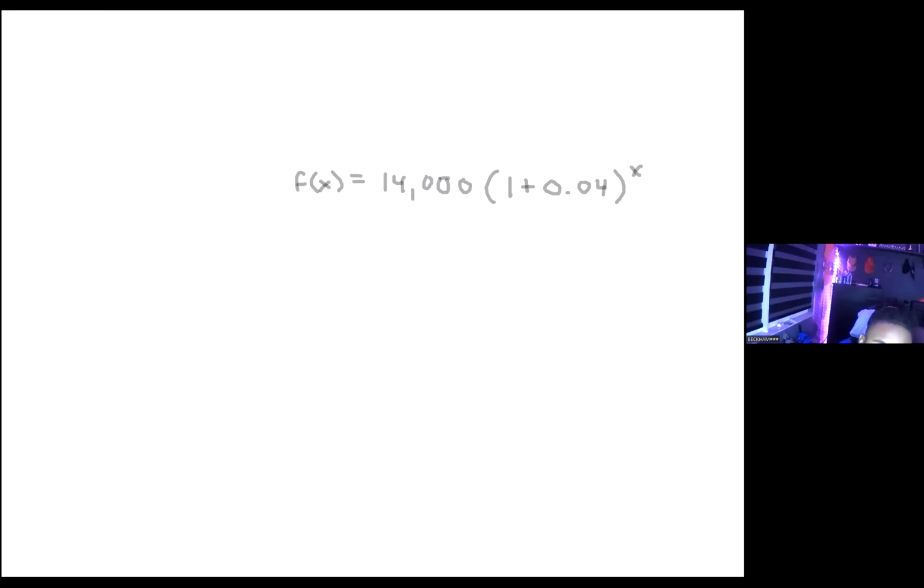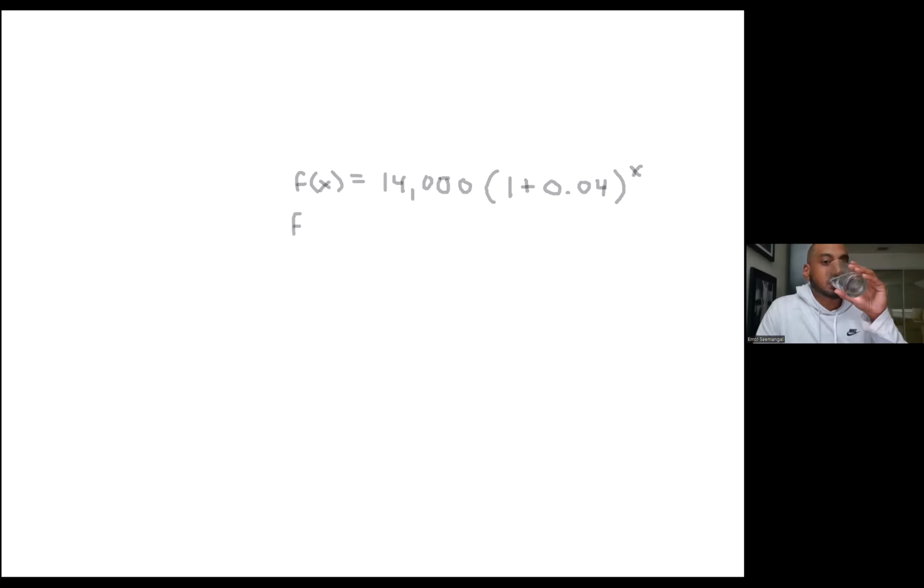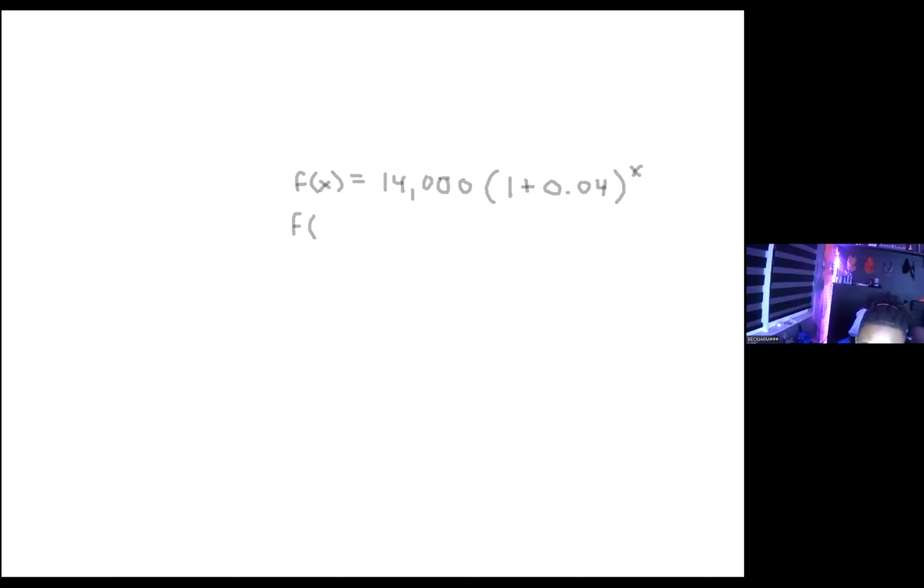The function f of x equals 14,000 times 1 plus 0.04 to the x models the fish population in a lake. What will the population be in 6 years? What was the population 6 years ago? The first question, what would be the population in 6 years? F of what number are we plugging in right here? Six. Yes.